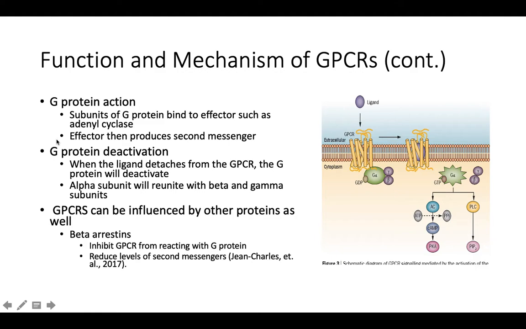And at the end of this cycle, the G protein is just going to deactivate, and that's after the energy is released. It's going to reunite with the beta and gamma subunits, kind of like what I was talking about.